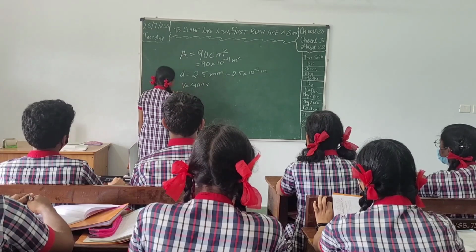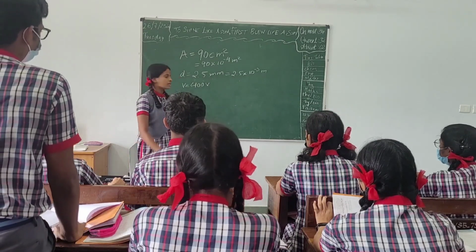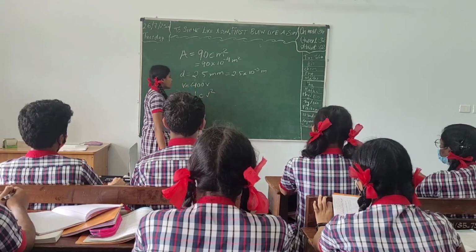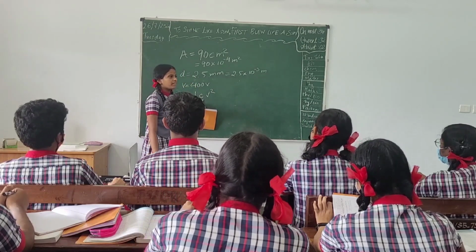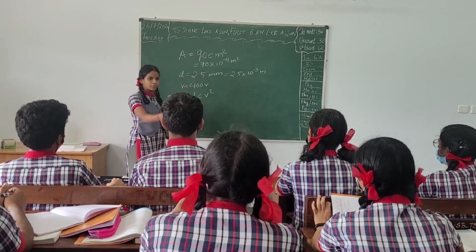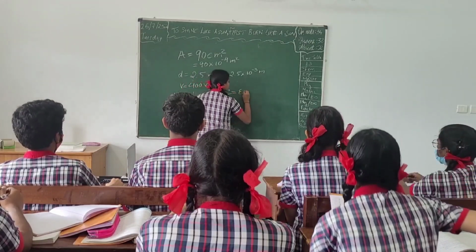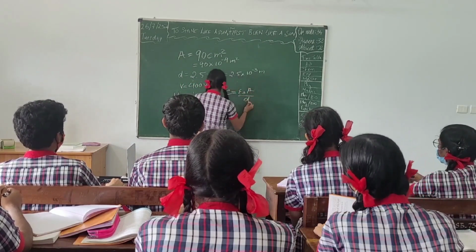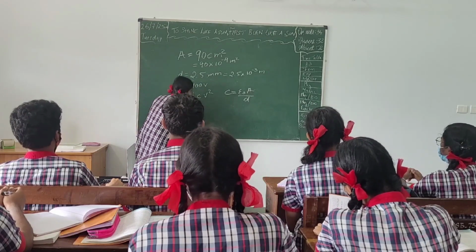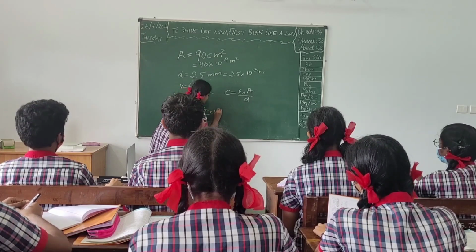So we are finding U is equal to, can you please tell the formula for U? Half CV squared. Now we are not given the value of C, but we have another formula for C in terms of area and distance. Can you please tell? Epsilon 0 A by D. C is equal to epsilon 0 A by D. Now applying that formula into it, we get half epsilon 0 A by D into V square.